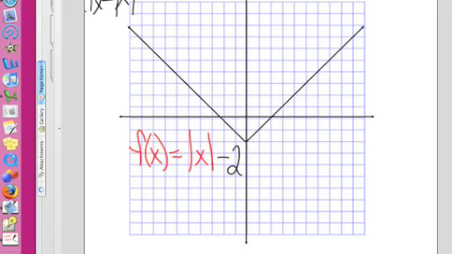I'm going to get to what other things can happen, okay? Right now, we're just focusing on one thing at a time. So the number outside of the absolute value brackets tells you the y-intercept. It tells you where it's crossing the y-axis, okay?